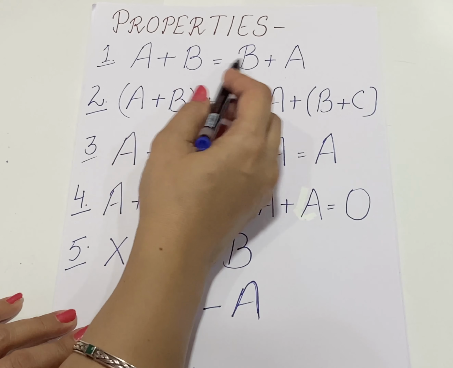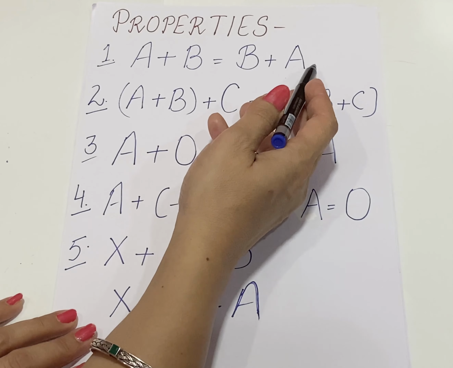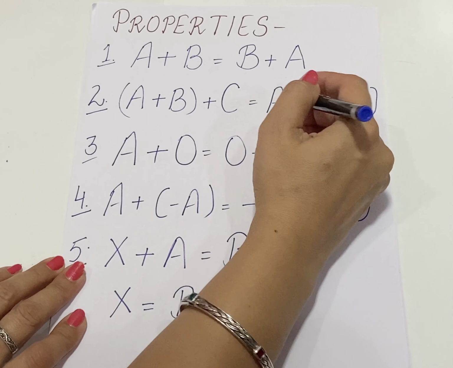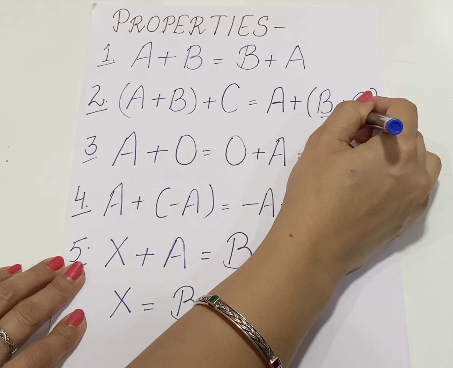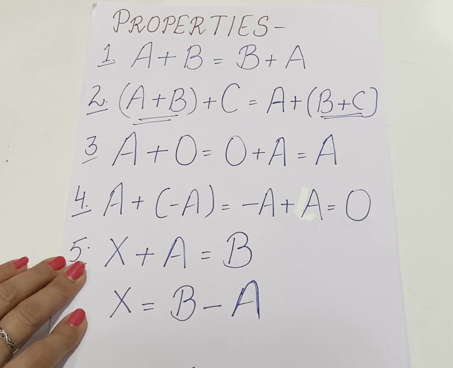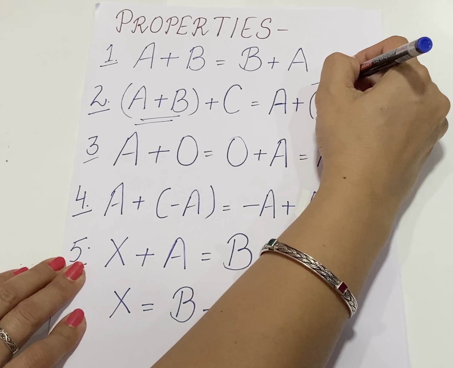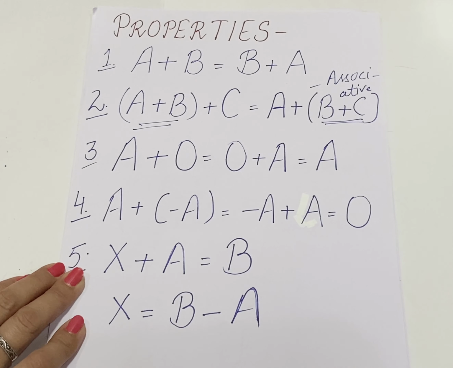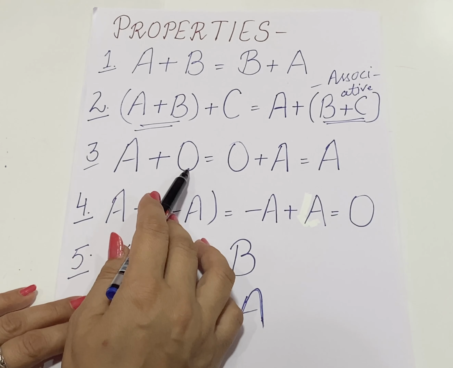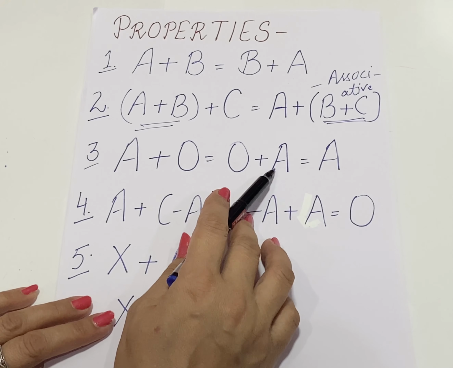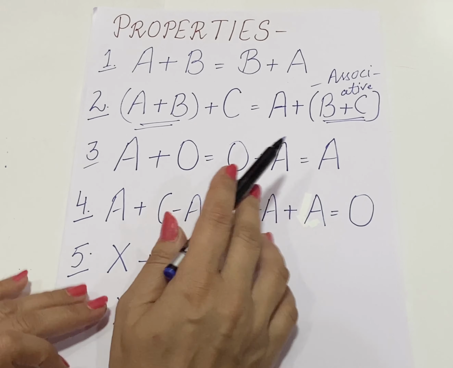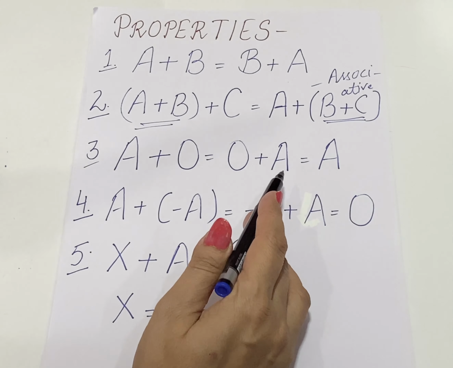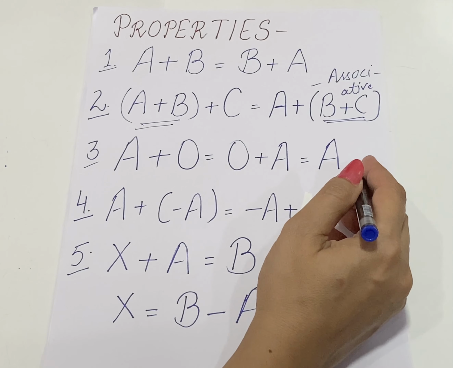The first is a plus b is equal to b plus a. That is, addition is commutative. Similarly, a plus b plus c is equal to first matrix A plus b plus c. This is your law of associative. The addition of matrices is associative also, right? Next is A plus null matrix, which is equal to null matrix plus A is equal to A. That means if null matrix is added to any matrix, it is not going to make any difference, and we will get the same matrix again.